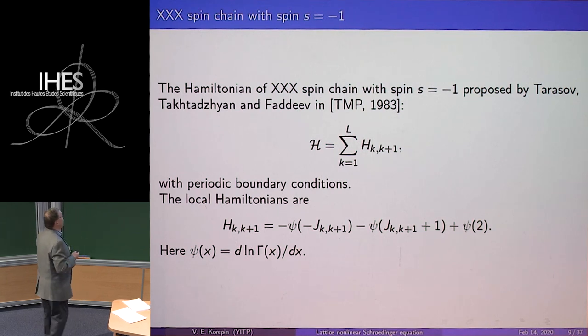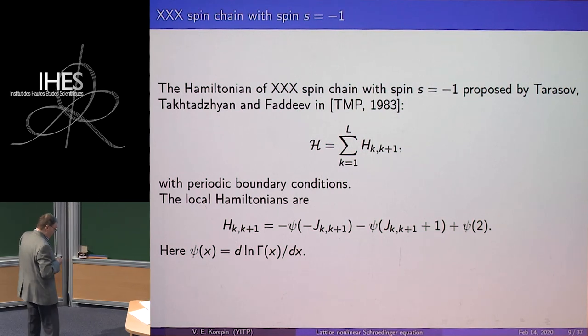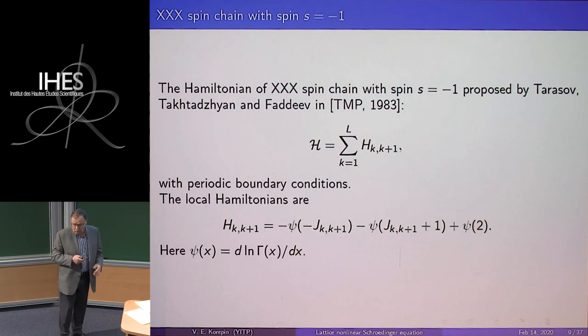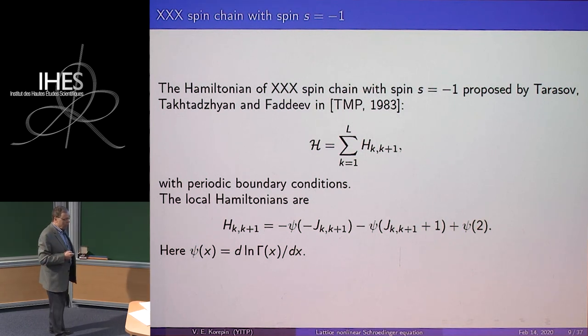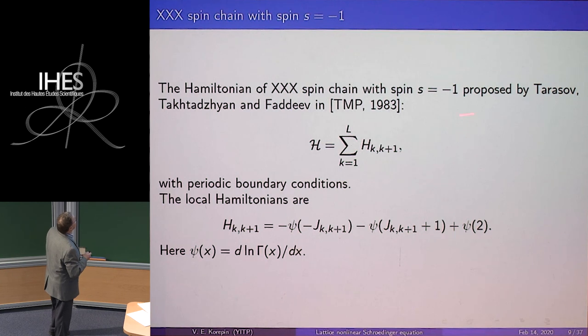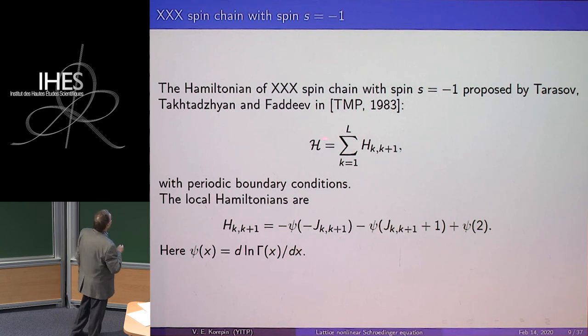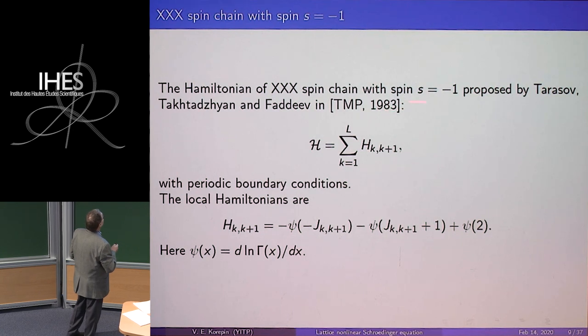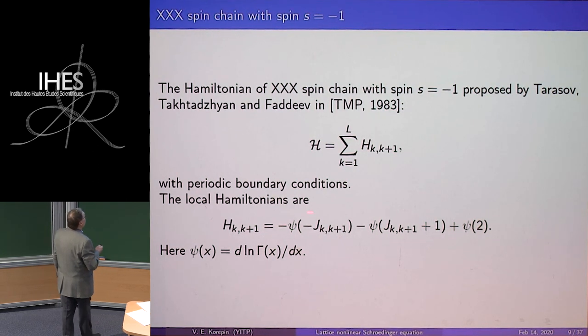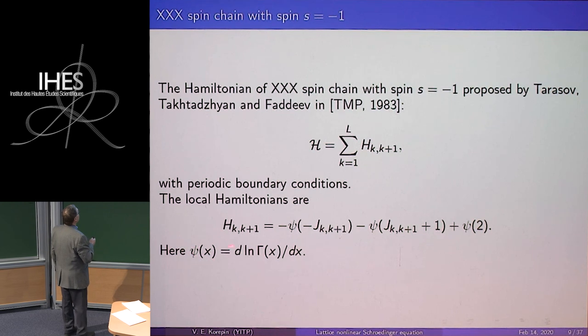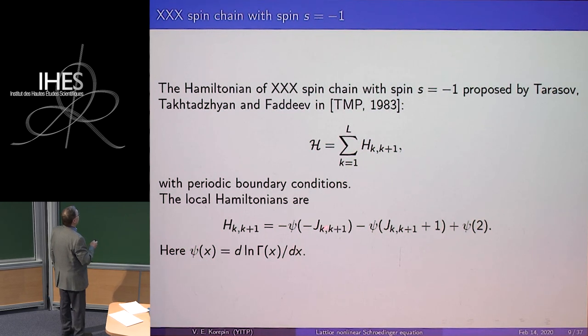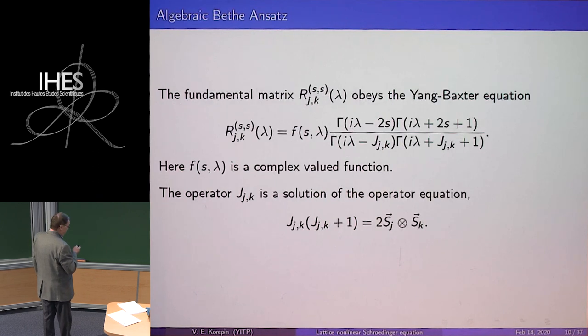Next we have to design the Hamiltonian starting from the L operator. There are several different ways to construct a Hamiltonian on the lattice. The most popular was constructed by Tarasov, Takhtajan, and Faddeev. Later I will mention other Hamiltonians. So this one, TTF. The Hamiltonian is written in terms of the logarithmic derivative of the gamma function, and this J depends on the local spins.